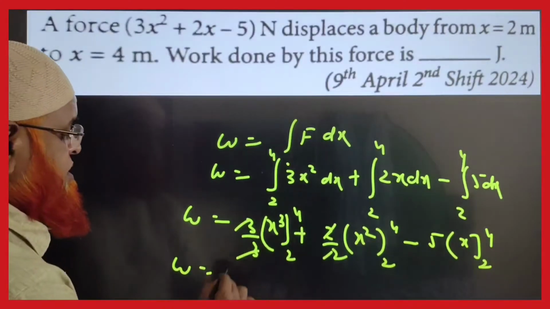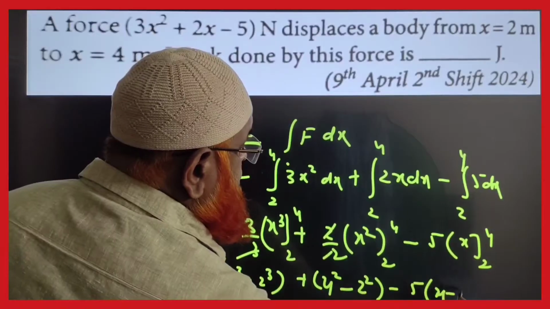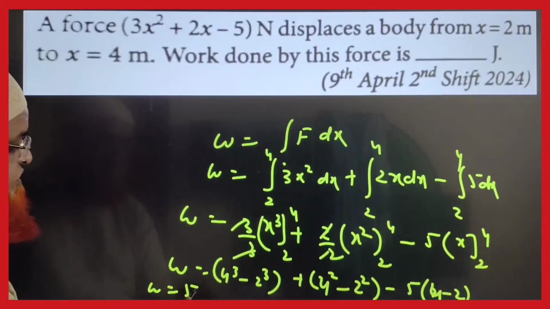Now work done is nothing but 4 cube minus 2 cube, this is minus 5 into 4 minus 2. So if you solve this one, I think work done, you're getting 58 joules.